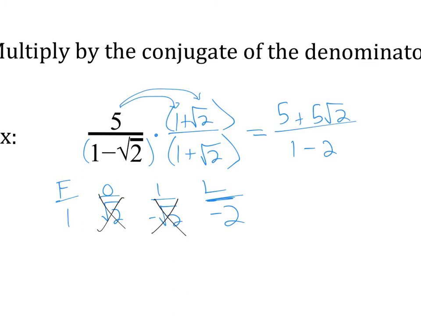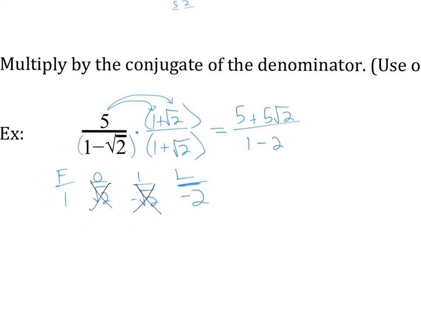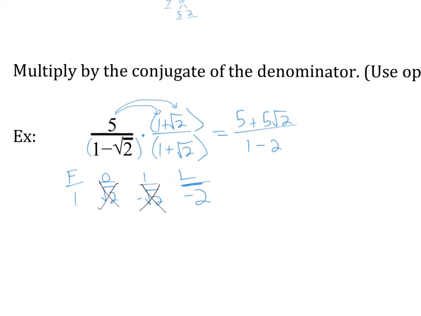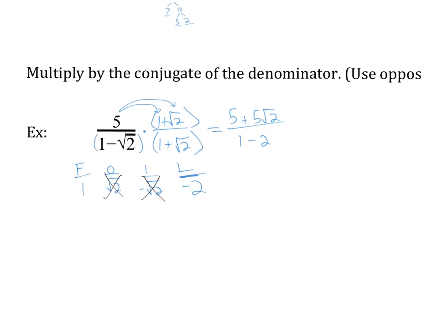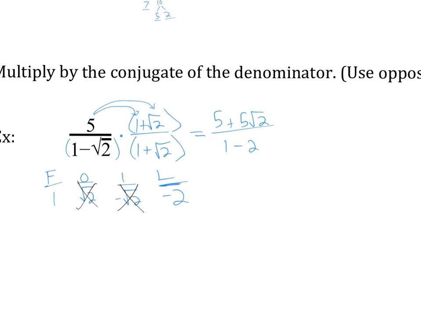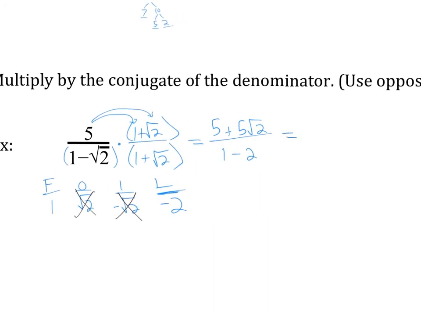So from here on out, we're just going to multiply our first and last terms when it comes to the denominator. Up top, you might still need to FOIL, but when you multiply conjugates together, you really only need to multiply the first and last terms because your outside and inside terms will cancel each other out. So looking to simplify this expression now, we have 5 plus 5 times the square root of 2 up top. And that cannot get simplified anymore, but on the bottom, 1 minus 2 ends up being a negative 1.